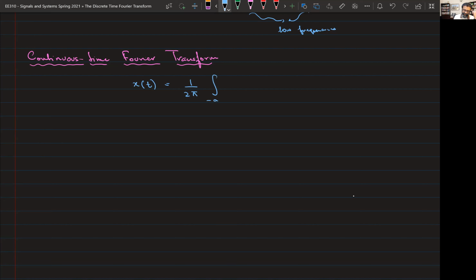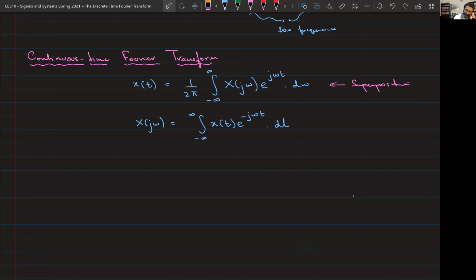So the integral from minus infinity to plus infinity of X of j omega times e raised to power j omega t times d omega, and this was the superposition, right? Where this X of j omega was called the Fourier transform and was computed by this analysis equation, which is the integral over time from minus infinity to plus infinity of x of t times e raised to power minus j omega t times dt, and this was the analysis equation.